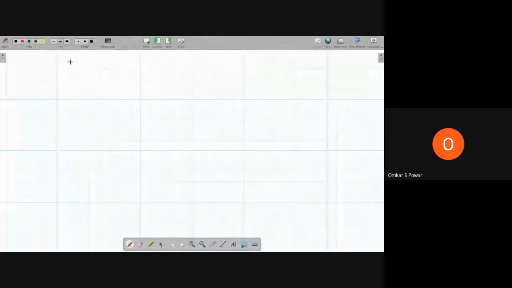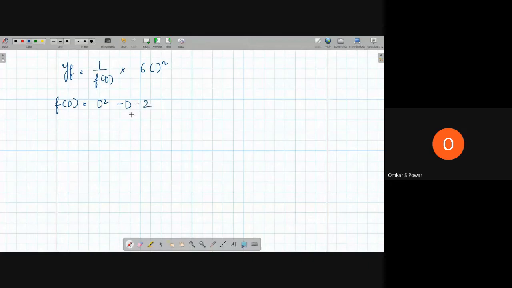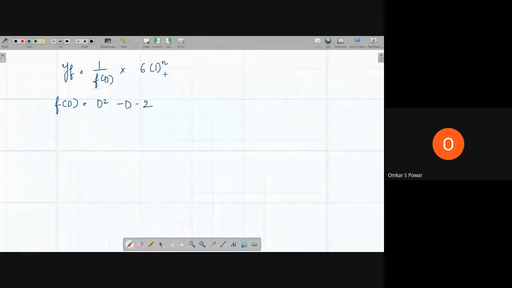So what is your forced response of the system? 1 by f of d into whatever x is there. So 6 into 1 power of n. Now, as we saw previously, f of d is equal to d square minus d minus 2. So what we have to do is replace. I have written 1 so that you don't forget. You have to replace d by a in this term.